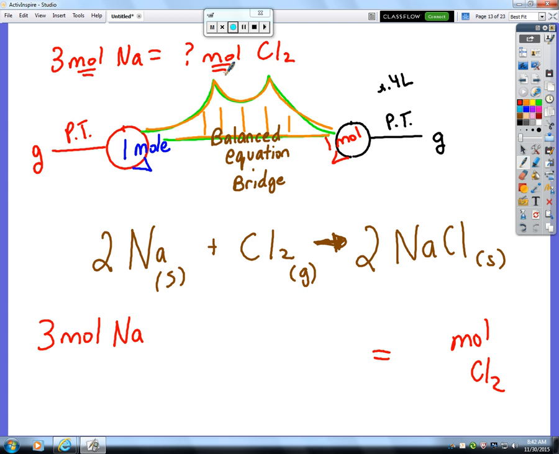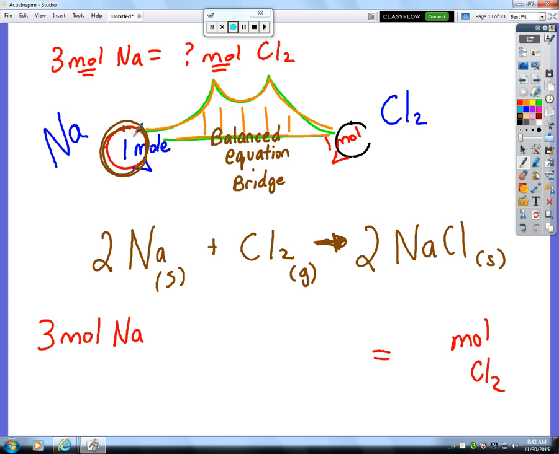And so if you look, I don't need this part. I don't need grams in the periodic table. I simply am going back and forth between moles of what I have and moles of what I want or what I need. What do I have? I have sodium. So this is where sodium lives. This is sodium's land. And this is chlorine's land. And the way you're going to get back and forth between sodium and chlorine, between sodium's mole hole and chlorine's mole hole, is to use your balanced equation bridge.